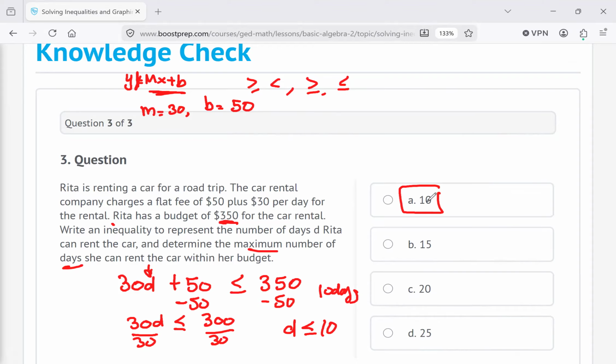So yeah, this one we did with inequalities, and then we went back to linear stuff. Okay, so that was that one. I'm going to stop here.